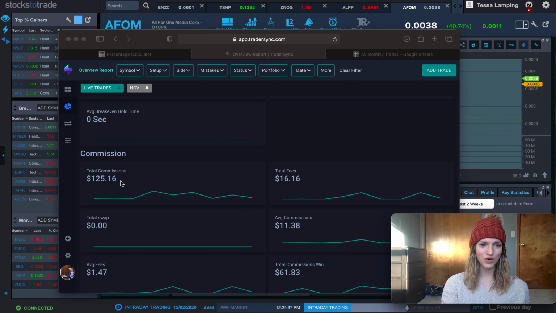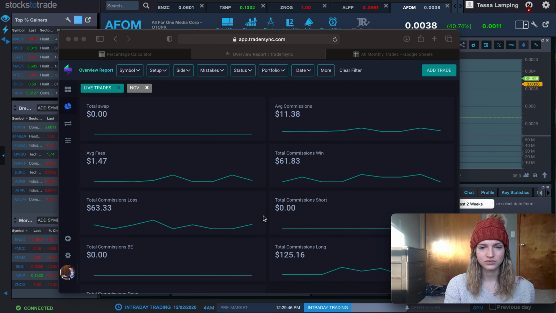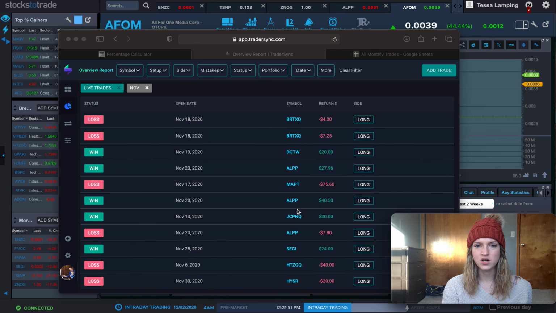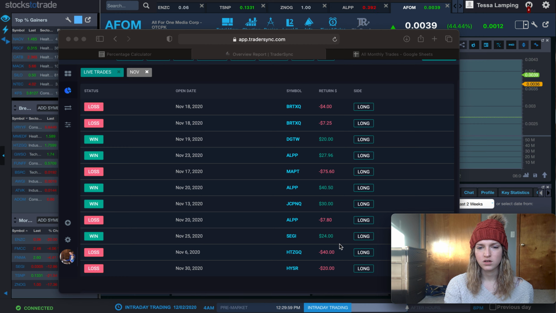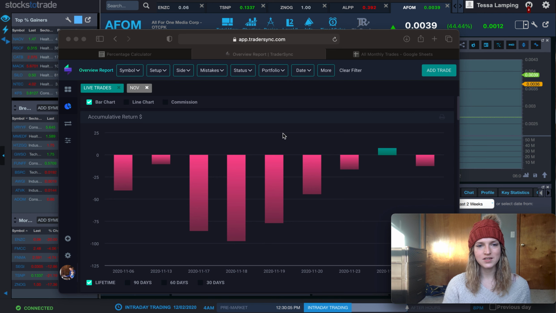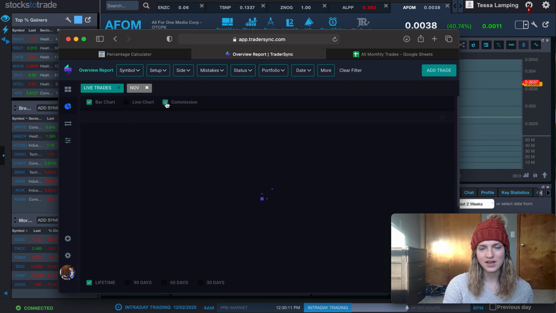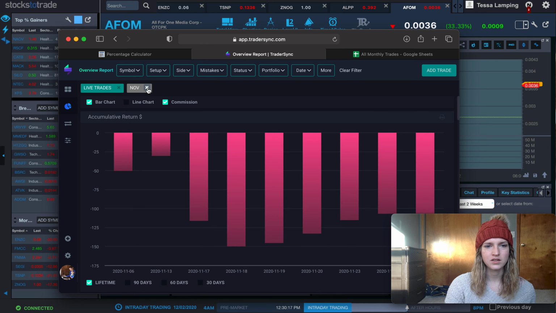Total commissions, I paid $125.16 in commissions and $16.16 in fees. And that's from the wins, from the losses, from the long side because I don't go short. And here's all this. And this is before fees. Yep, before commissions. So that's a good thing to consider. You can also do it with commissions, and you'll see that mine are all losses with commissions. So I'm working on it.